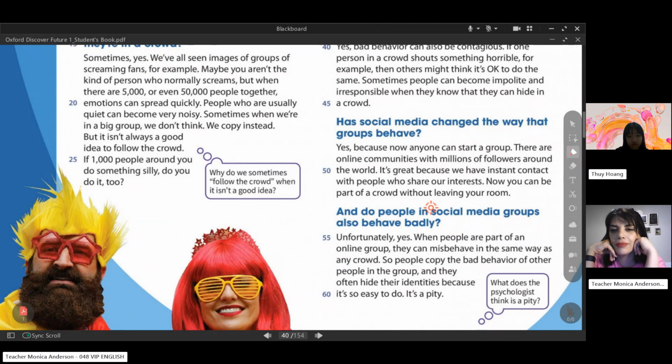And do people in social media groups also behave badly? Unfortunately, yes. When people are part of an online group, they can misbehave in the same way as any crowd. So people copy the bad behavior of other people in the group, and they often hide their identities because it's so easy to do. It's a pity.